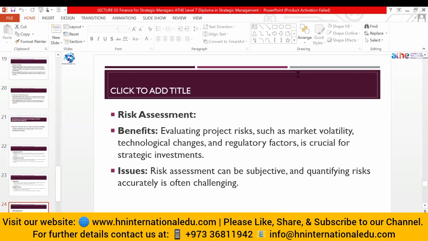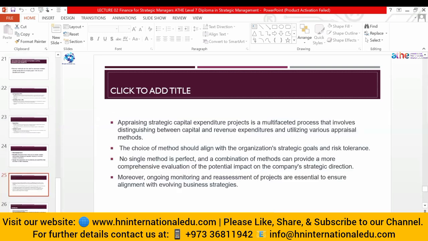Risk assessment can be subjective, not objective. You're going to see the measures in reality and quantifying. You can measure it, you can feel it, it will have an adverse effect. Quantifying risk accurately is often challenging and it gets difficult, but that is how business works.